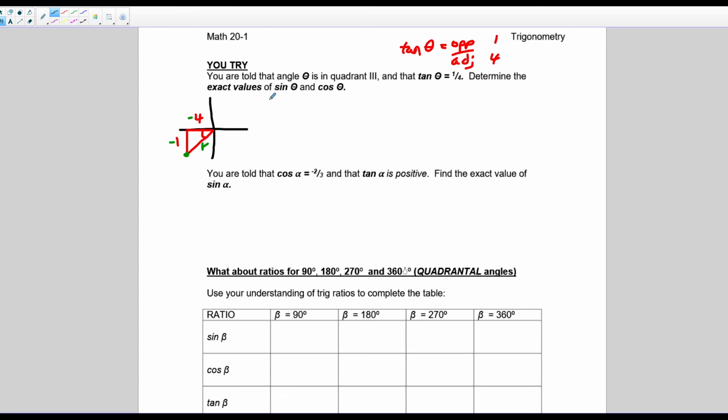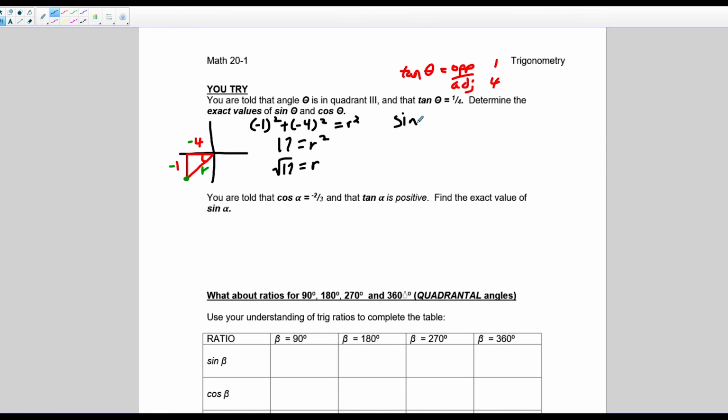So let's go ahead and figure out what r is. We have -1 squared plus -4 squared is equal to r squared. And now we have 17 is equal to r squared, which means that r is equal to the square root of 17. This means for us that our sine of theta is opposite over hypotenuse. So opposite is -1. And we said that our hypotenuse was square root 17. So -1 over square root 17. And then we have cosine of theta is adjacent, which is -4, over my hypotenuse, which is square root 17.